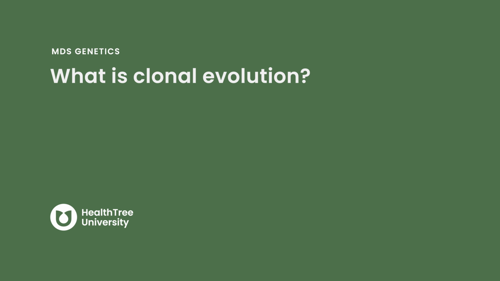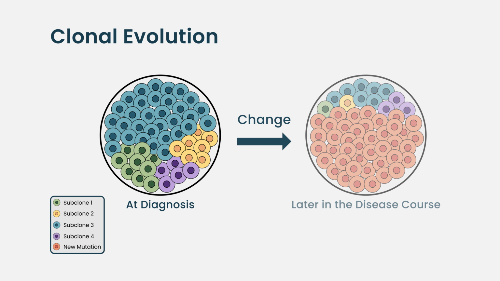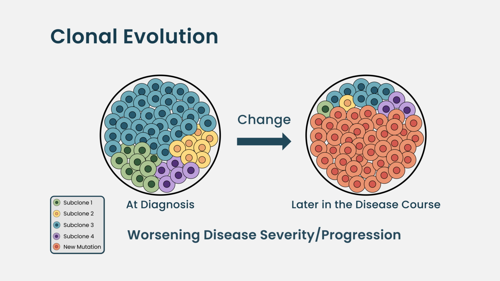What is clonal evolution? Clonal evolution has to do with changes that occur in the MDS group of cells. As a patient experiences clonal evolution, it's usually associated with worsening disease severity and progression of the disease. As that happens, we can see that new genetic mutations arise at the same time. That is a marker of the disease progressing, worsening, maybe heading toward true AML.